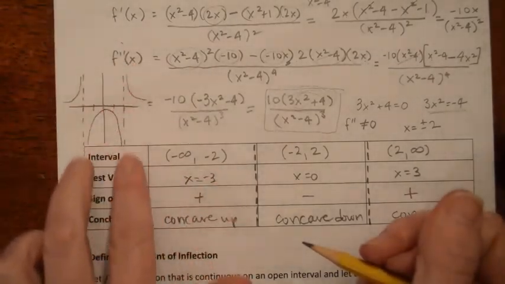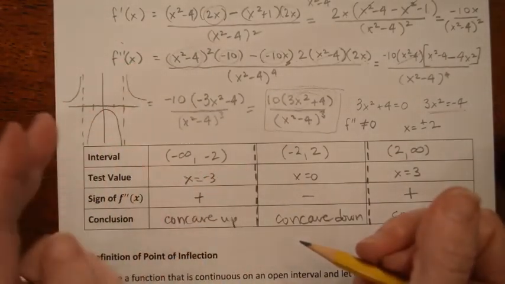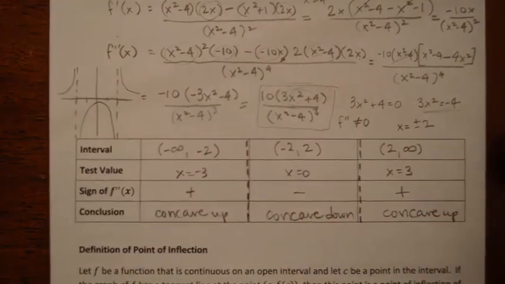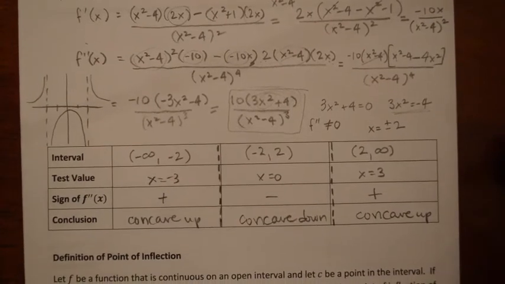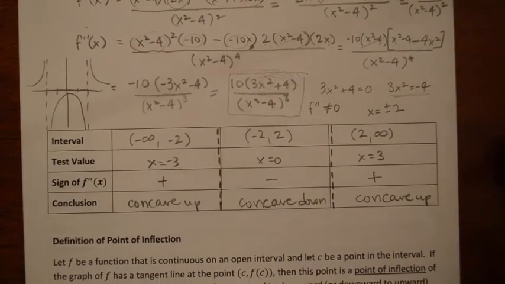And again, we had to use the spots where there were discontinuities because there were no other points that showed up as being those critical values that we talk about. All right, so let's talk about a point of inflection.